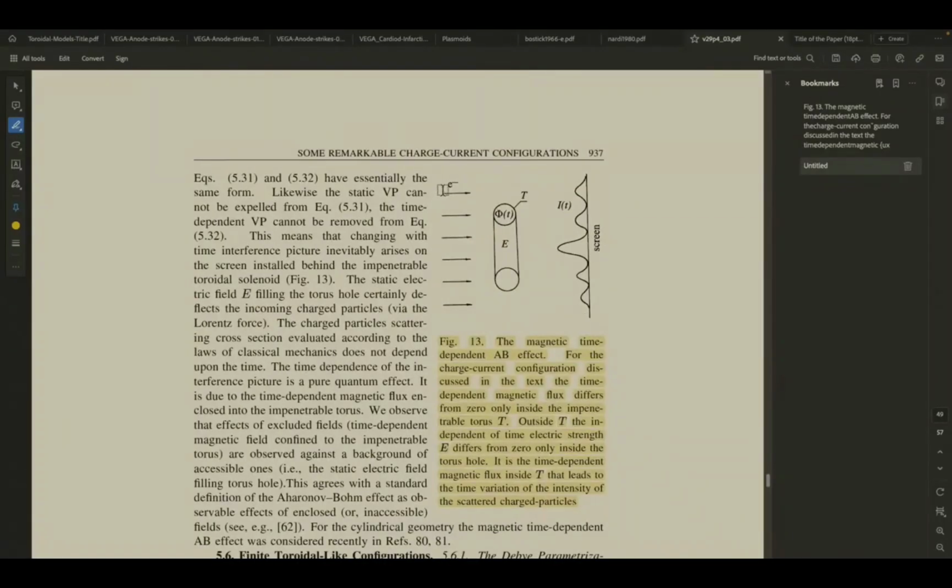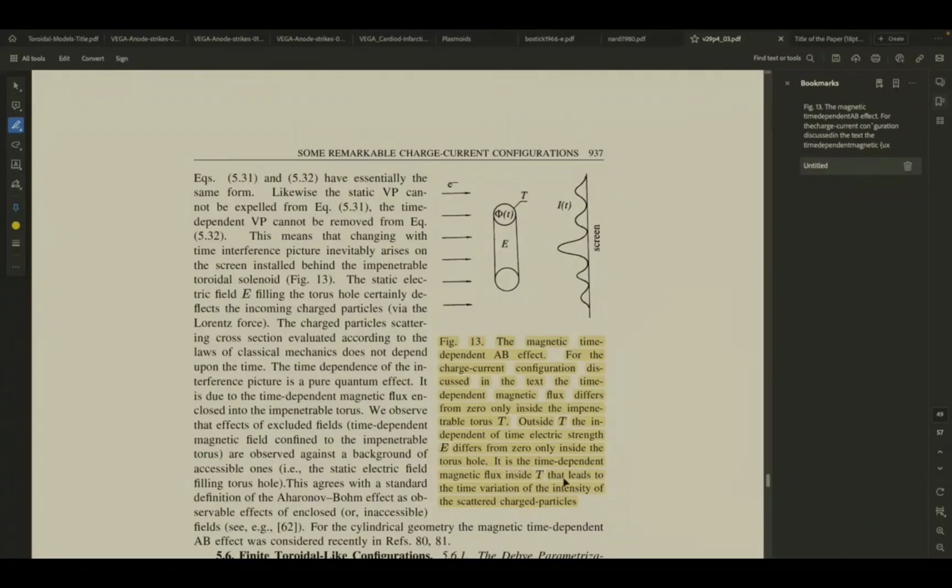What they're doing is there's a screen here, and there's a beam of electrons, and we have our fractal toroidal structure here. And it's saying here, the magnetic time-dependent Aharonov-Bohm effect. For the charge current configuration discussed in the text, the time-dependent magnetic flux differs from zero only inside the impenetrable torus T. Outside T, the time-independent electric strength E differs from zero only inside the torus hole.